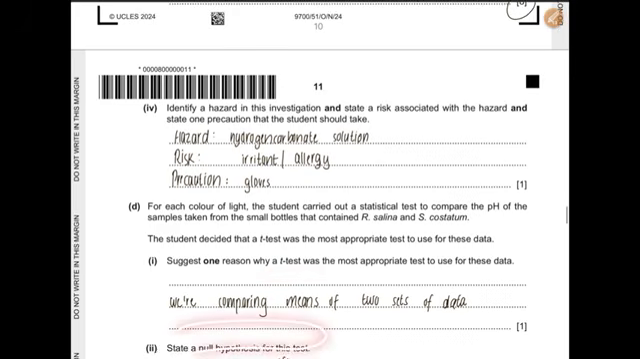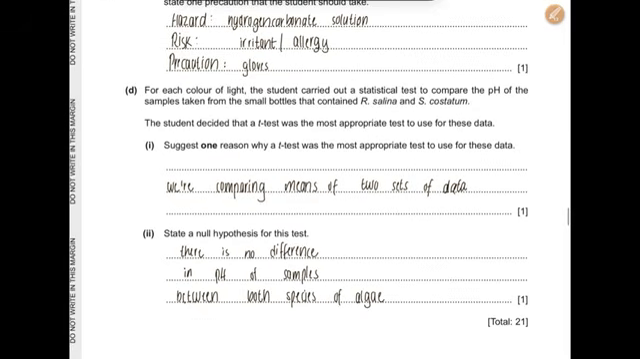And then state a null hypothesis for this test. A null hypothesis basically means that there is no relationship or there is no difference between the 2 variables that we are comparing. If you see any relationship that does exist, it's basically just a chance or error. We can say that there is no difference in the pH of samples, since we are comparing the pH of the samples between both species of algae. You can say there is no difference in pH of samples between R. salina and S. costatum.